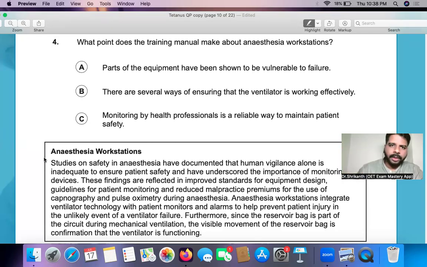Does anyone have any doubts over here? Is there any word or any phrase or any doubts that you have? If you want, you can type it in the chat box or you can just let me know.